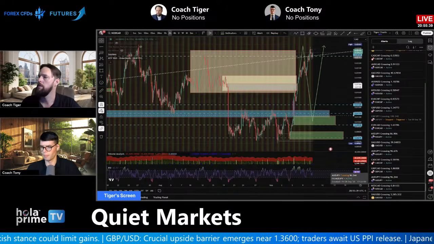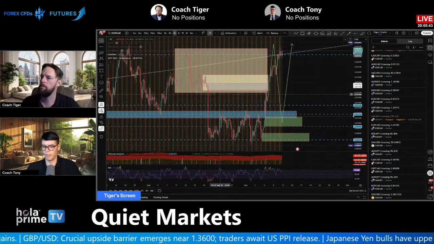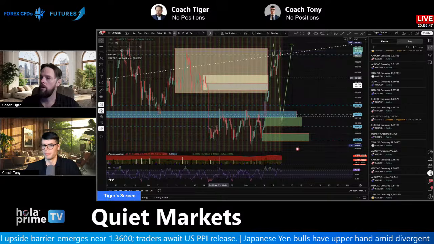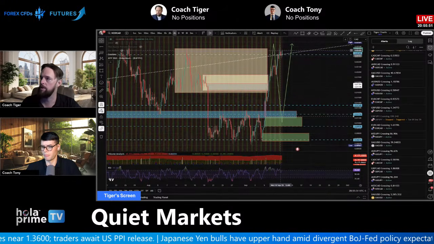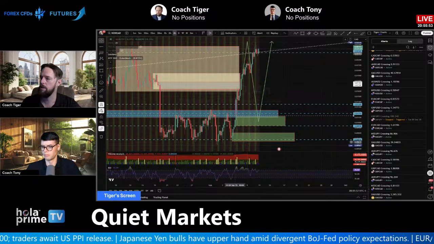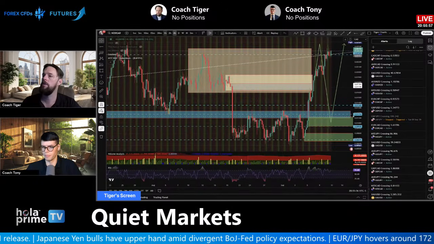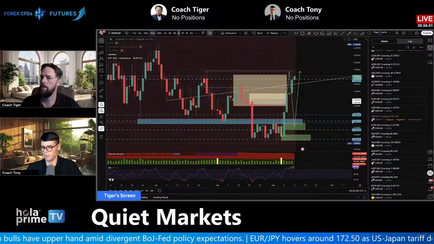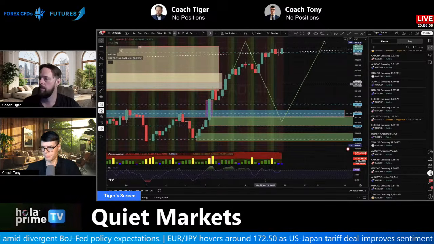There it is. Okay, so New Zealand CAD, we did have some recent price action that broke through a 4-hour supply zone, broke through a daily supply zone, and broke through a weekly supply zone. So that tells me that this leg up, there's some strength in there somewhere. It was strong enough to break through the 4-hour, the daily, and the weekly. That's awesome to see.